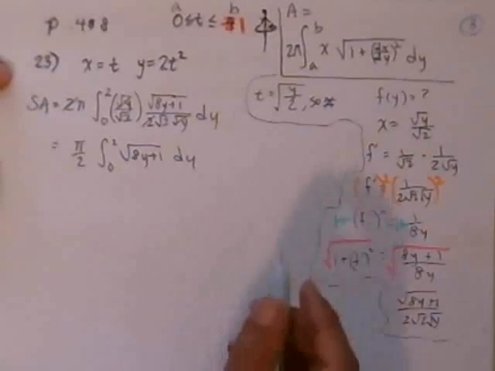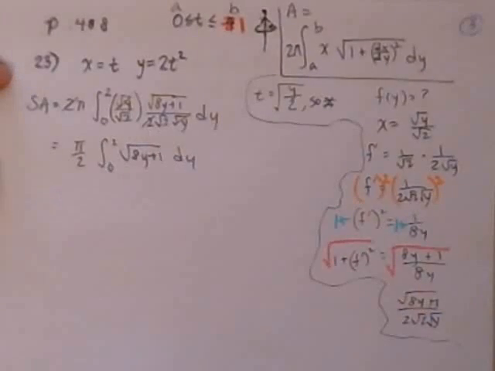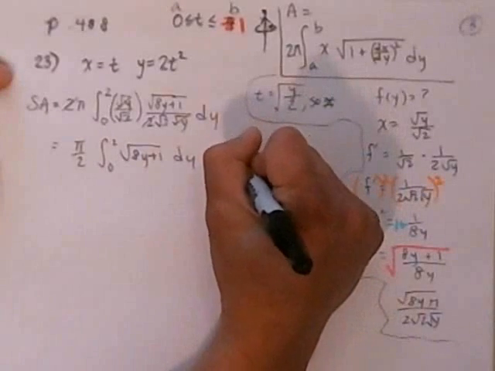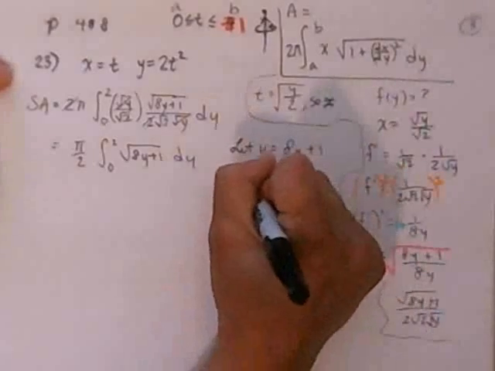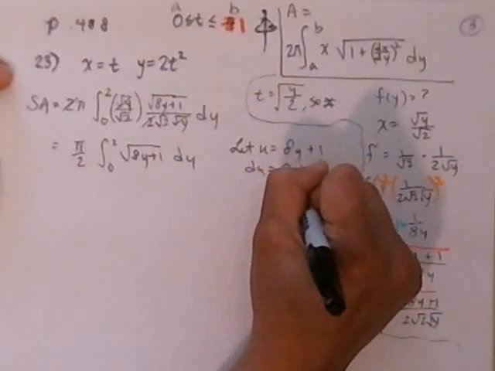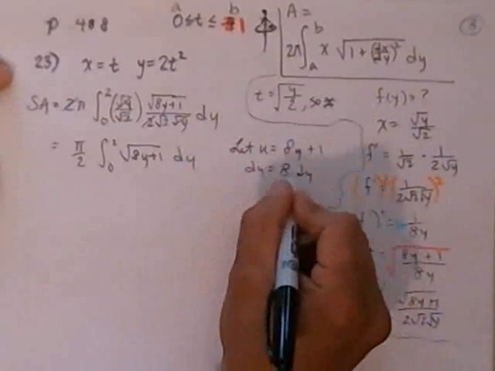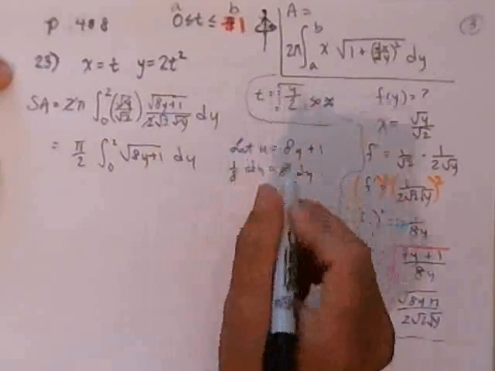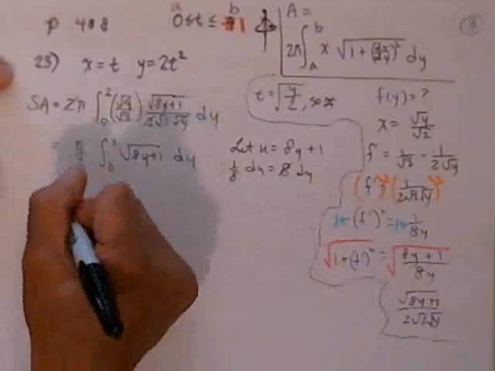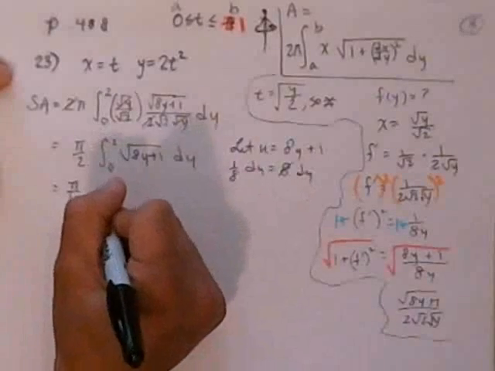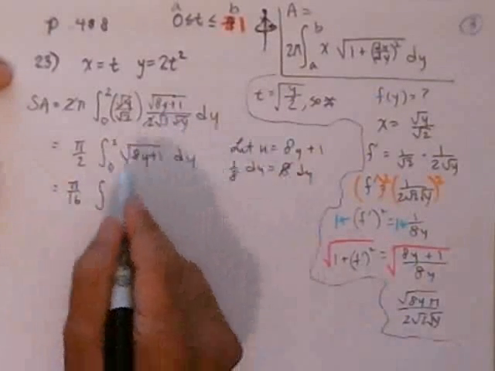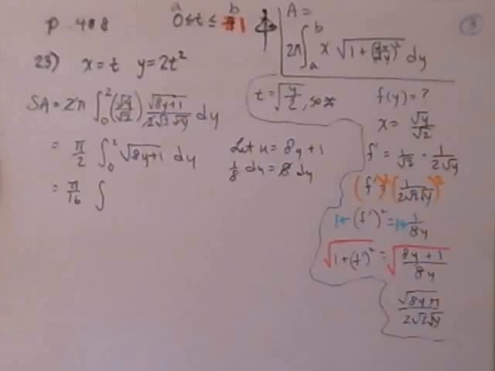At this stage, we're going to use the u substitution. We're going to let u equal 8y plus 1. So du is equal to 8 dy. I have a dy here. Get rid of the 8 by multiplying by 1/8. So the 1/8 comes out in front. It's going to be pi over 16 because pi over 2 times 1 over 8 is 1 over 16. And we're going to change the limits of our integration.